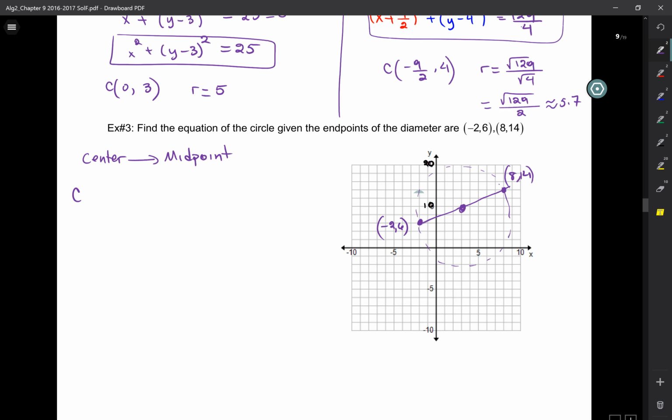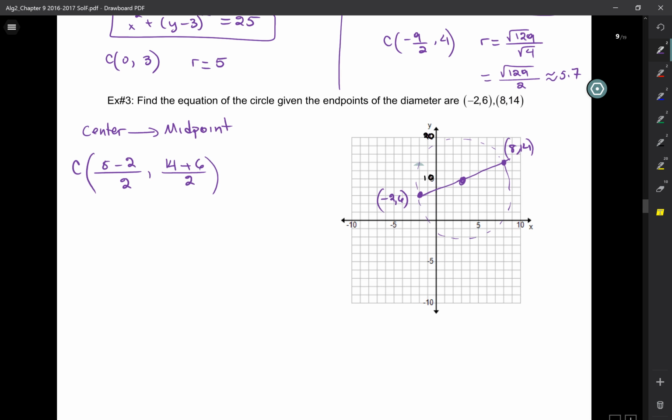All right, so let's find the center then, or the midpoint. So how am I going to find the center? What am I going to do? So what plus what over what? 8 plus negative 2 over 2 and 14 plus 6 over 2. Okay? So 8 minus 2 is 6 over 2. So this is 3 and 10. Okay? So 3 and 10, that's the center.